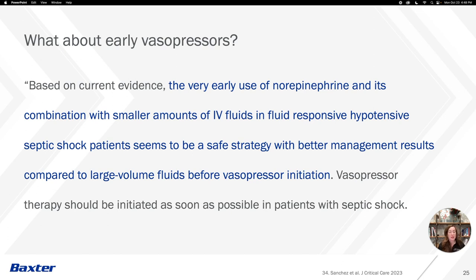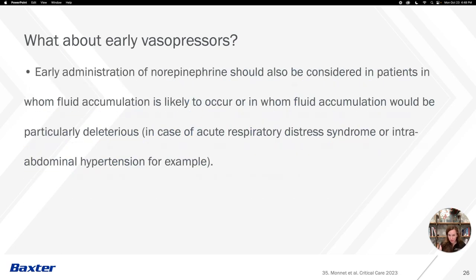And then they say this: based on current evidence, the very early use of norepinephrine and its combination with smaller amounts of IV fluids in fluid responsive hypotensive septic shock patients does seem to be a safe strategy with better management results compared to large volume fluids before vasopressor initiation. So they're saying vasopressors should be initiated as soon as possible in patients with septic shock. And that is also why clinicians are seeing an increase in peripheral vasopressor protocol development because of the literature that's coming out.